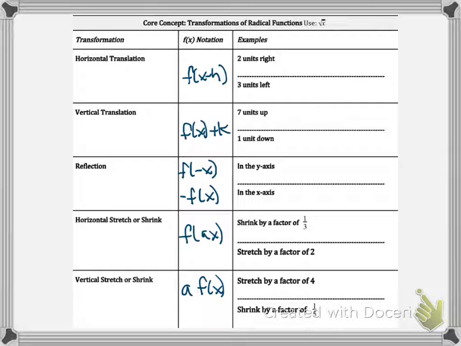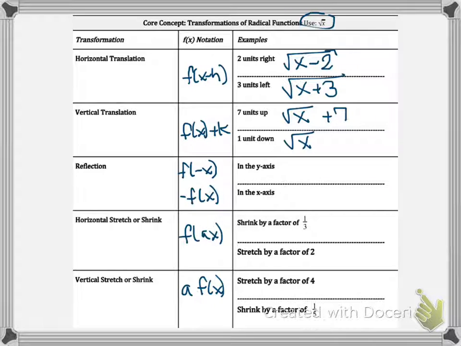So hopefully you tried to fill this out. We're using square root of x. So 2 to the right, we do square root of x, minus 2 inside the square root. 3 units left would be x plus 3 inside the square root. 7 up would be square root of x, and then plus 7 on the outside.